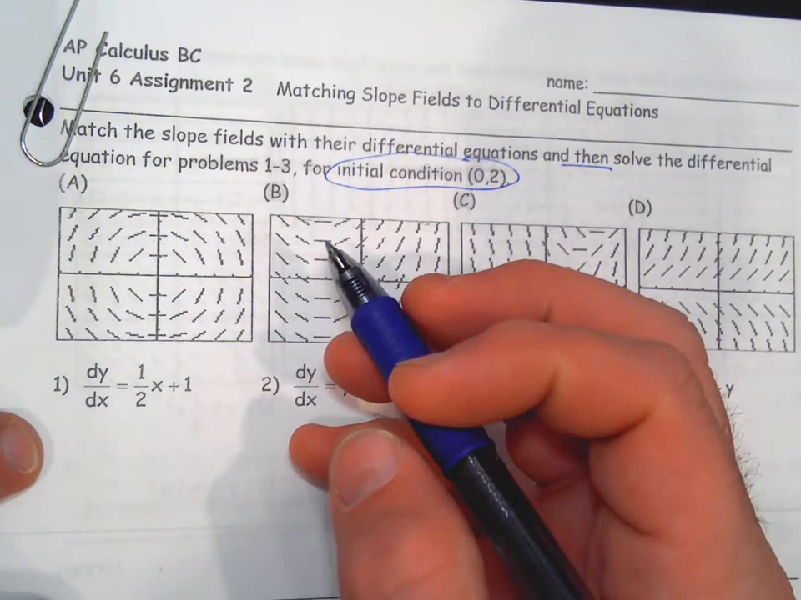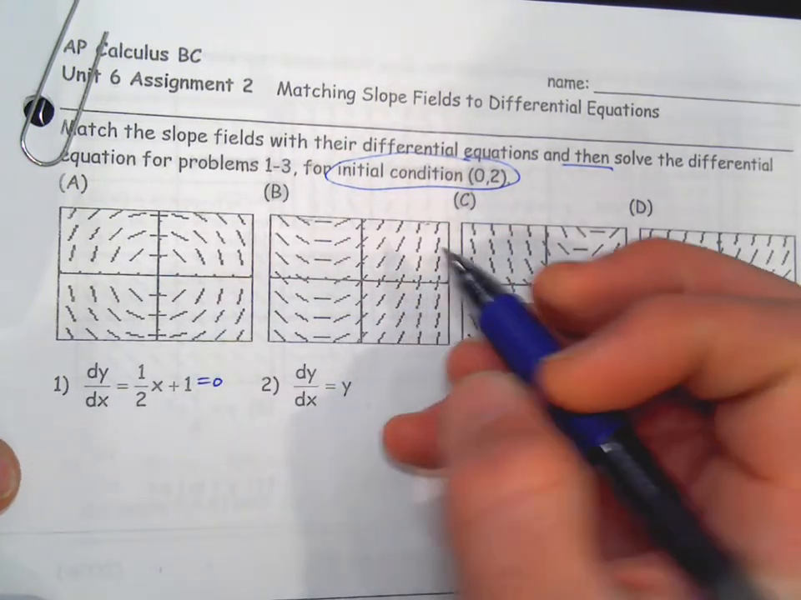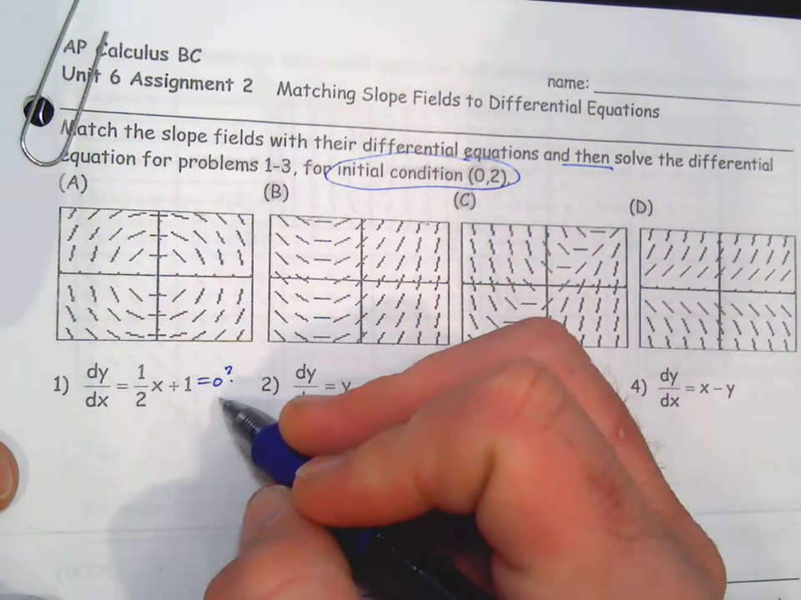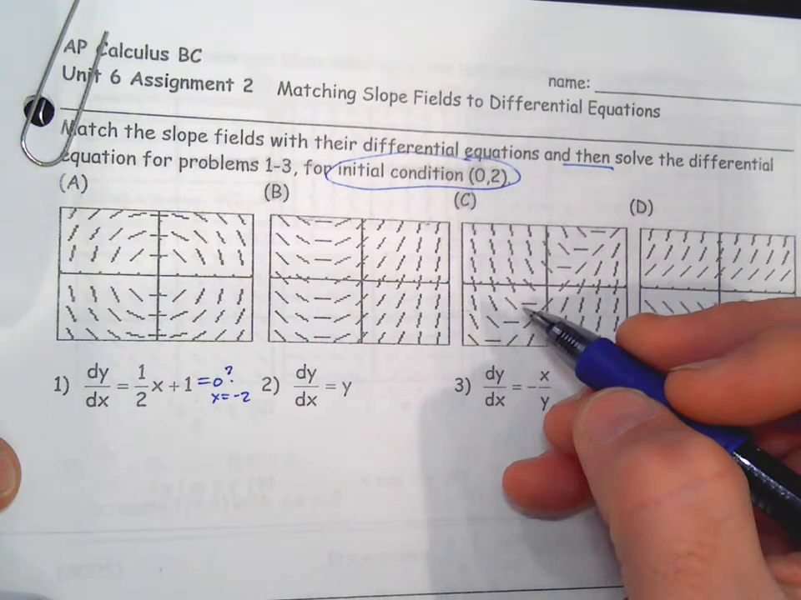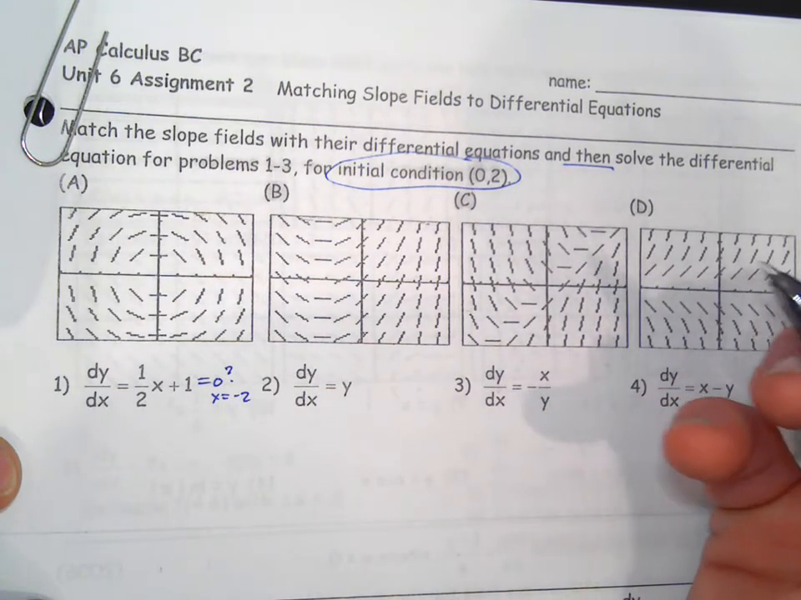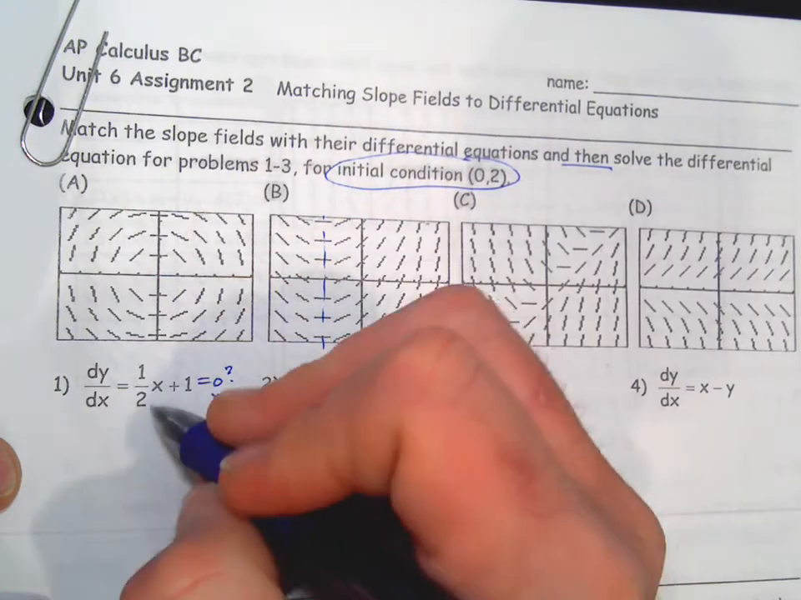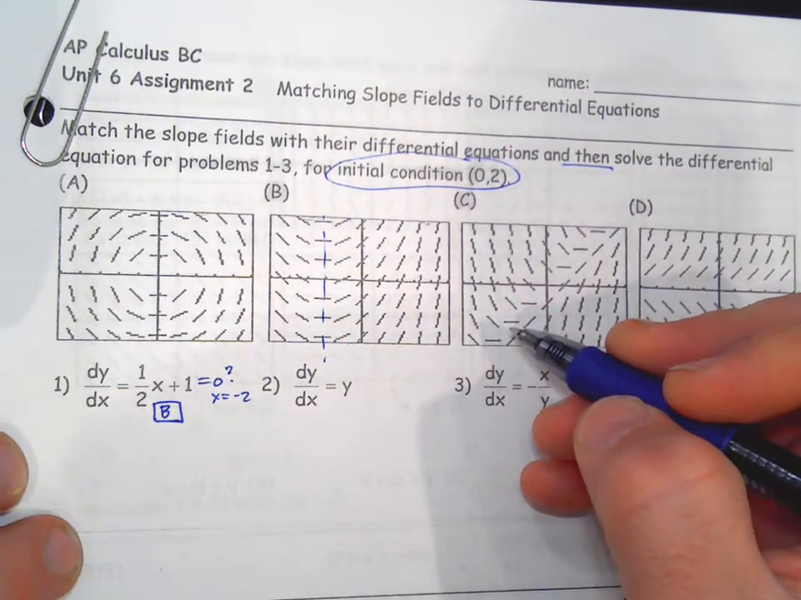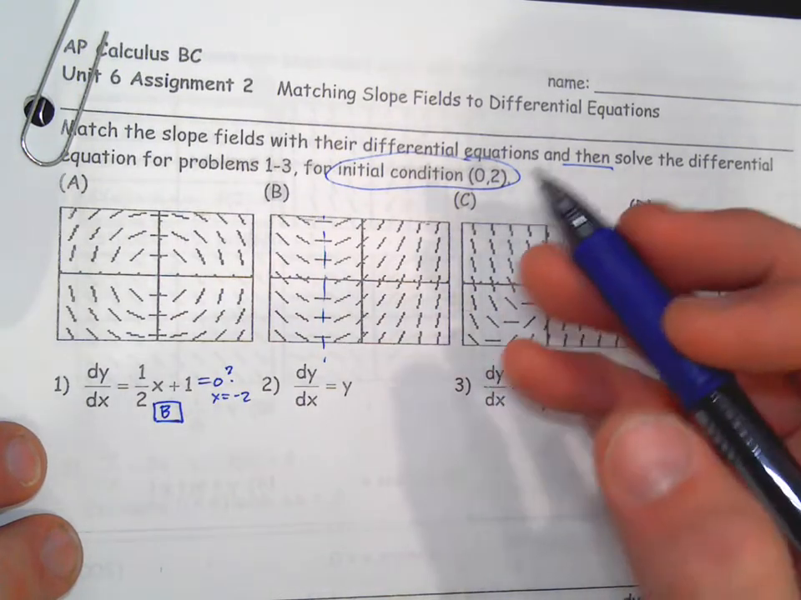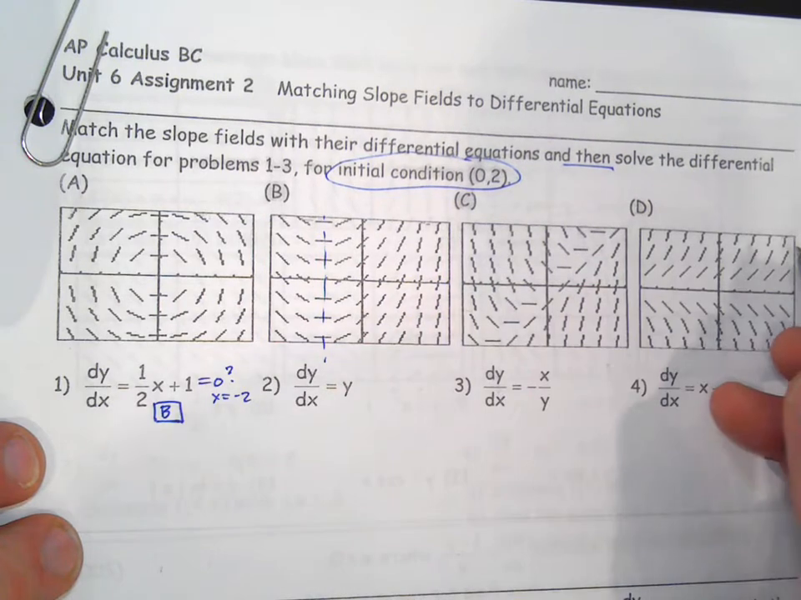So what I would look for is just basic, easy to identify things like 0. When's this equal to 0? Well, that's going to be when x equals -2. So we're looking for one that has a bunch of 0 slopes along a vertical line, x equals -2, which seems to be clearly B, right? I mean, you can look for other things, positive slopes, negative slopes, but I think that narrowed it down.